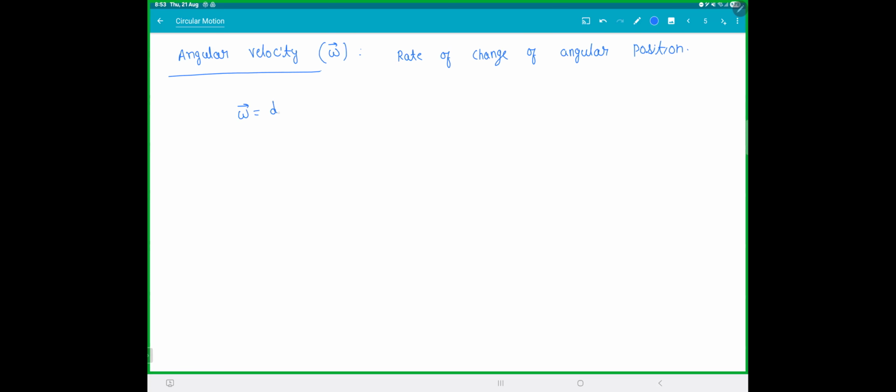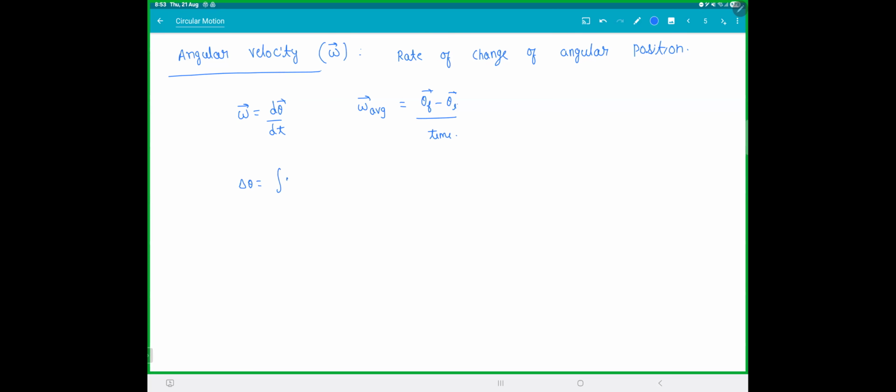So omega bar is d theta by dt. If you see, it looks like v is equal to dx by dt. The average angular velocity is nothing but theta final minus theta initial by time. Just like what is average velocity? Displacement by time. So it is angular displacement by time.